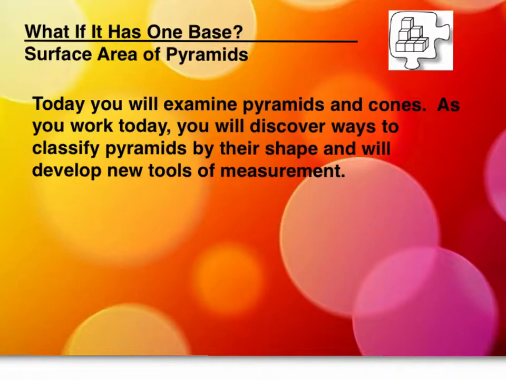Before, we have looked at prisms, where we had rectangular prisms, and then we looked at cones, but what happens if it has one base? Then we have a pyramid, and this is a video for surface area of pyramids. Today you will examine pyramids, and then we'll examine cones in our second video. As you work today, you will discover ways to classify pyramids by their shape and will develop new tools of measurement to find the surface area of these pyramids.